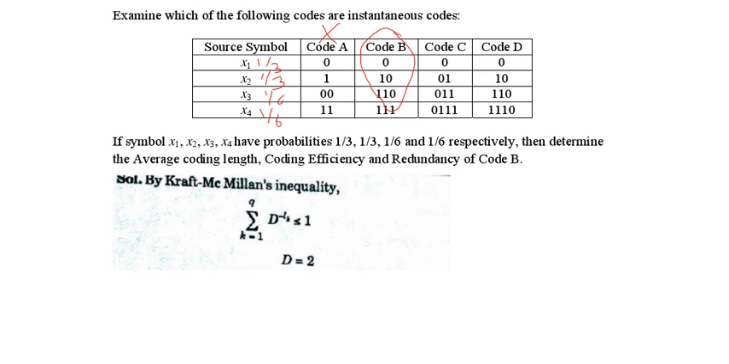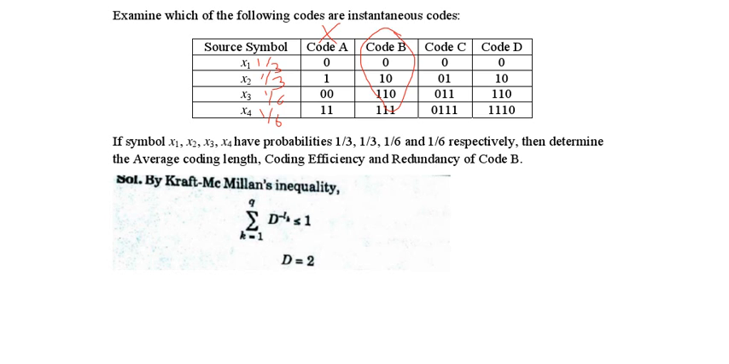And coming to code B, we have one code word 0 and no other code word is starting with 0. Similarly, if I see 10, no other code word is starting with 10. So that means 10 is not a prefix of other code words. Similarly, we have another code word 110. 110 is also not acting as a prefix to another code word. And next we have 111. 111 also is not a prefix to any other code word.